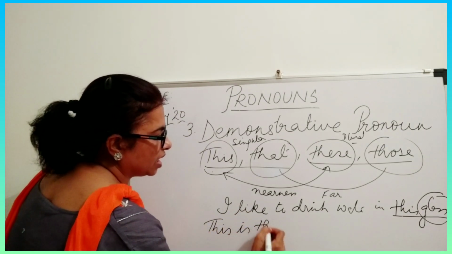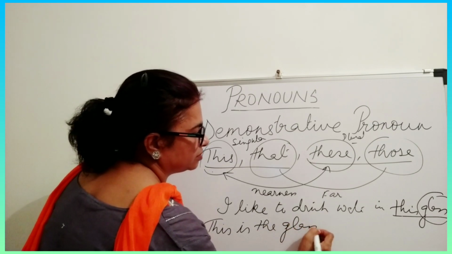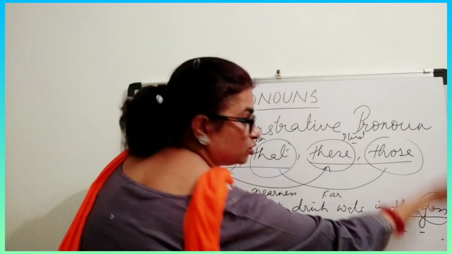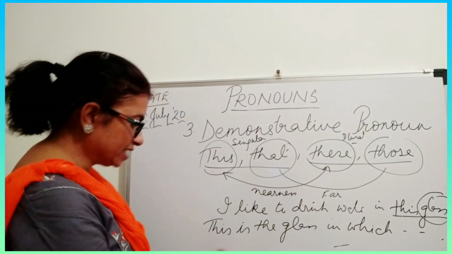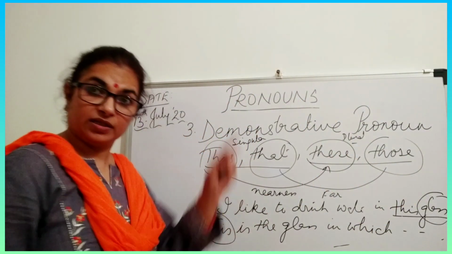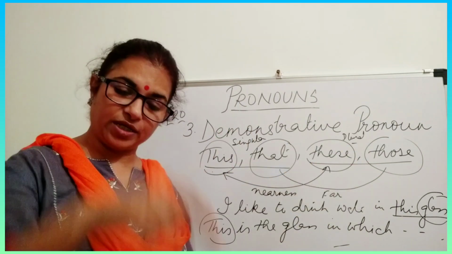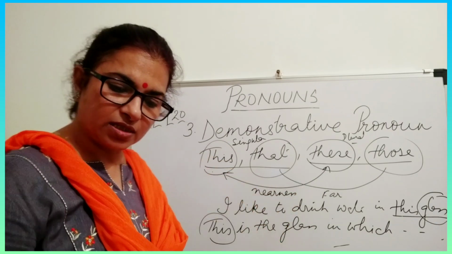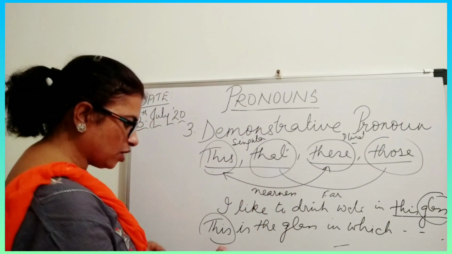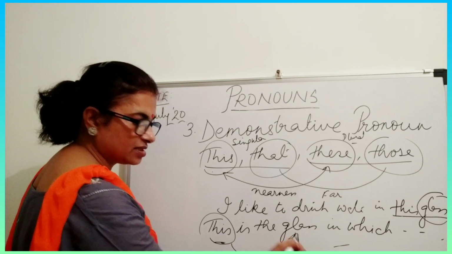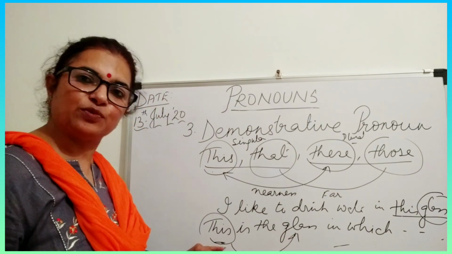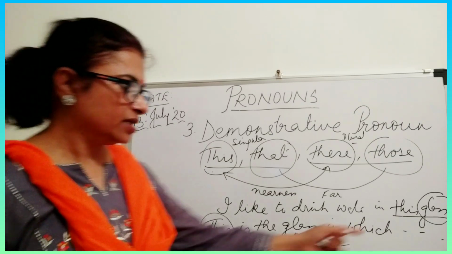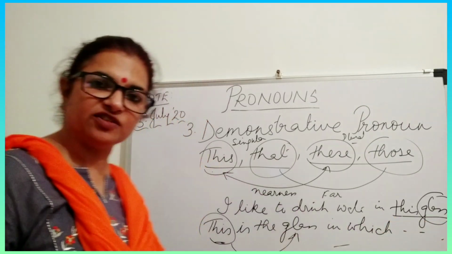Now if I say, this is the glass in which I like to drink water. Now I am pointing out, this is the glass I like to drink water in. So I am pointing it out. Now here, this stands for what? This stands for glass. Now here it is a pronoun, so a demonstrative pronoun.